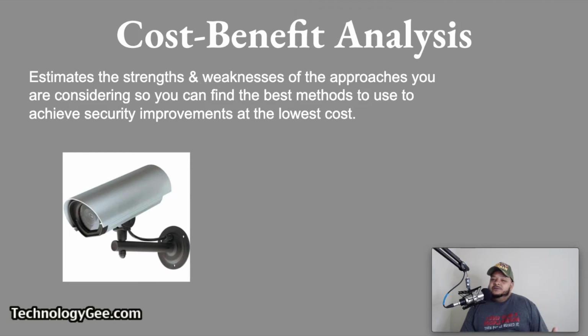Or would it be cost beneficial for you to install maybe half live and half dummy cameras, to where when people look at the camera, they can't tell if it's real or not, and that dummy camera can act as a deterrent to prevent people from accessing places that they have no business accessing? Like, which would be more cost beneficial for your organization? So that is something to take into consideration when performing a CBA.